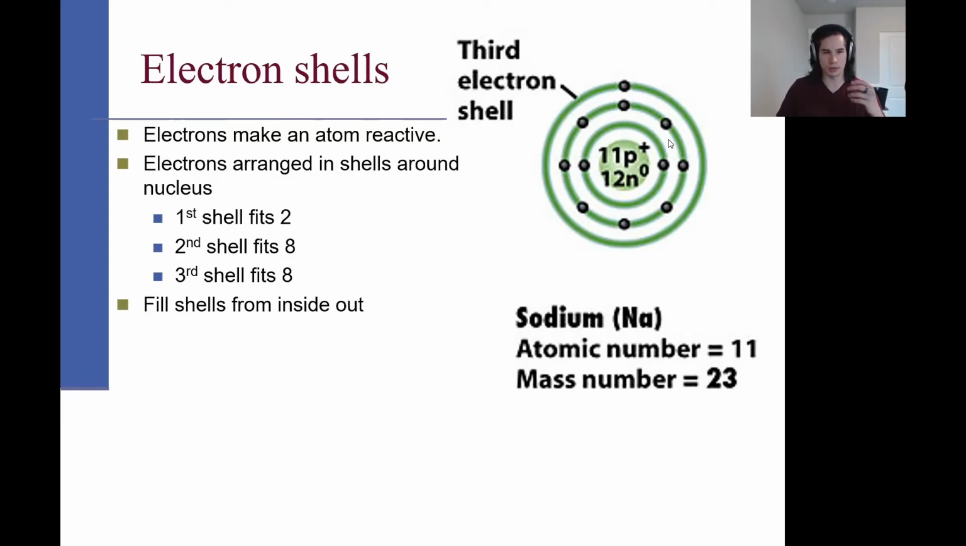When a shell is fully filled, the atom is considered to be stable. And so atoms have this natural tendency to relieve themselves of electrons to make their outermost shell stable. In that case, if this sodium were to relieve itself of this electron, then its outermost shell is now its second shell, which would then contain eight electrons.